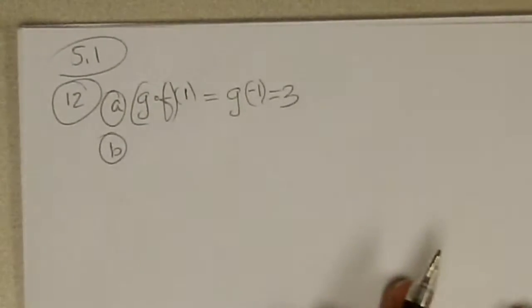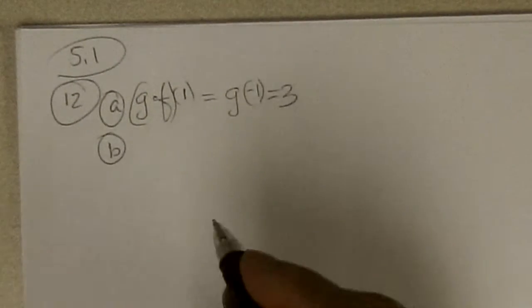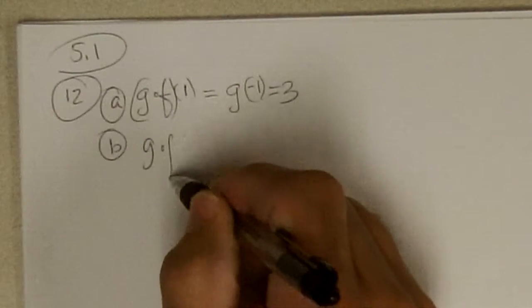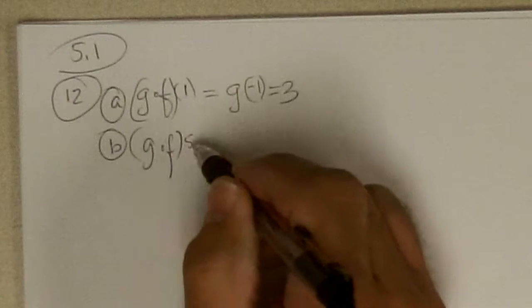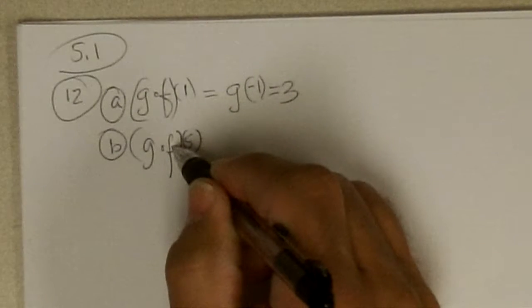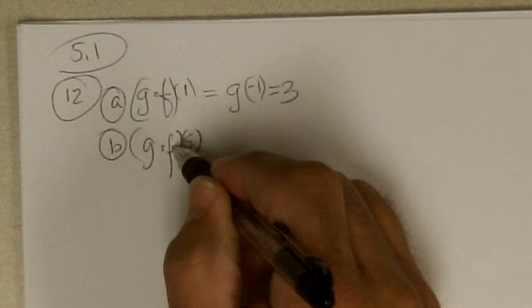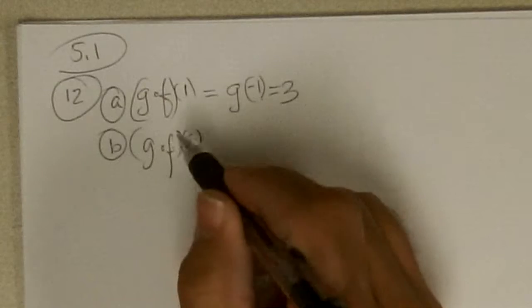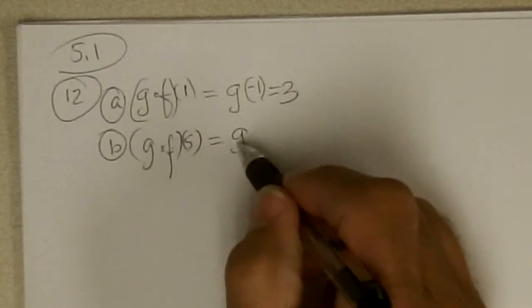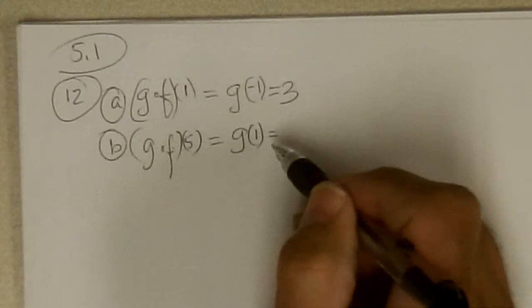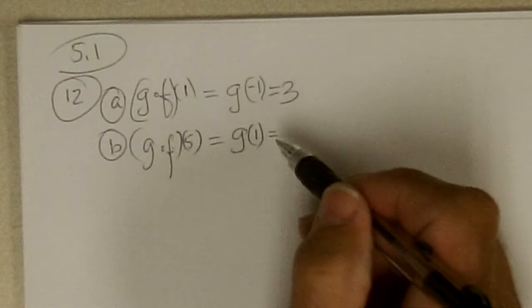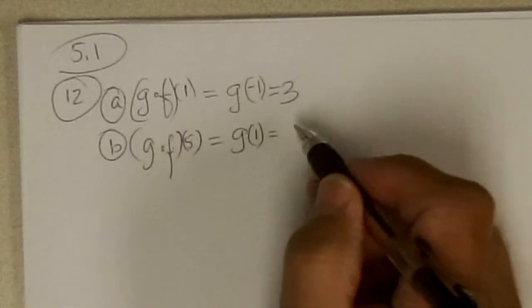12B, and I'll just kind of talk through these now. G of f of 5. So I have to put 5 into f, and if I go to the graph at 5, f has 5, 1 as a point, so 5 gets changed to a 1. So I'm doing g of 1, and if I go to 1 on g, 1 on g has a 4.